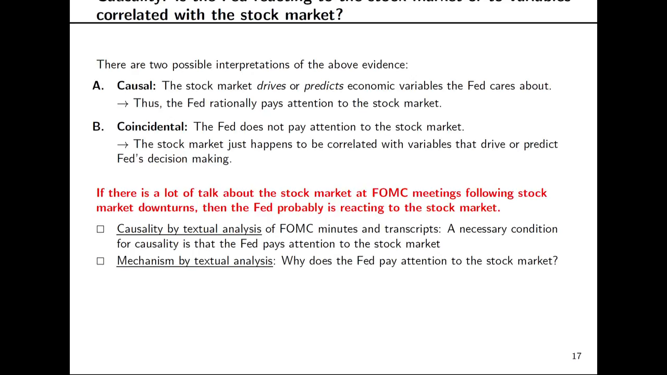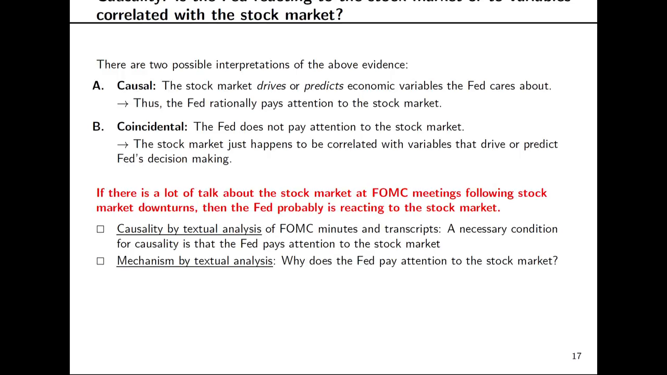So there's two ways that this could work out. Either the stock market causes policy, by which I mean that it drives the economy, for example, through the consumption wealth effect, or because it's just a great sufficient statistic for predicting the way things are going. Both of those I'm going to classify in the causal category, where a rational Fed should pay attention to the stock market. I want to first distinguish that causal bullet point from the coincidental one, which is that the Fed really doesn't care at all about the stock market. It just happens that the stock market does poorly when, say, unemployment goes up and the Fed cares about unemployment.